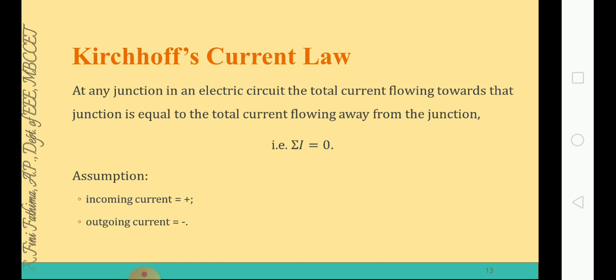To summarize, Kirchhoff's current law states that the total current at a junction or a node is equal to zero. That is, the current flowing towards the junction is equal to the total current flowing away from the junction. In mathematical terms, sigma I, the total current, is equal to zero. Usually we take the incoming currents as positive and the outgoing currents as negative. So the total current should be equal to zero in Kirchhoff's current law.